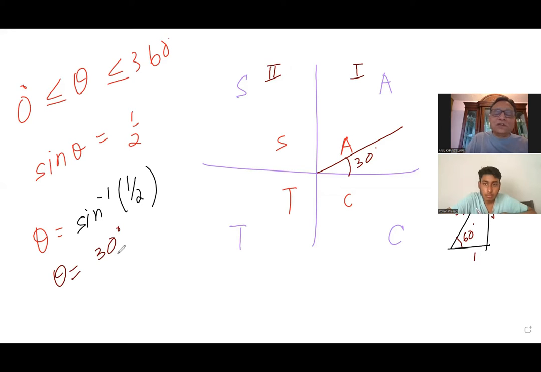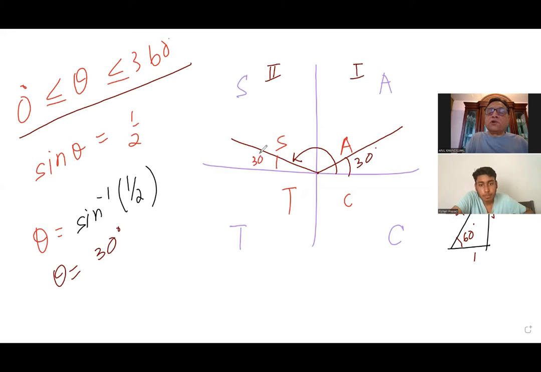What is the other answer? Can you tell me? Because we are looking for all the solutions between 0 and 360 degrees. 150. Perfect. So the other angle, from the symmetry, is in quadrant 2, making an angle of 30 degrees with the horizontal. Do you understand? This angle, shown here, is called the related acute angle.